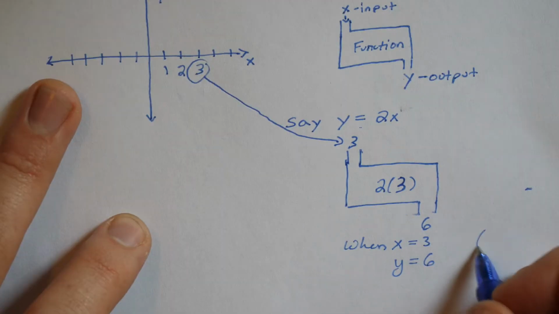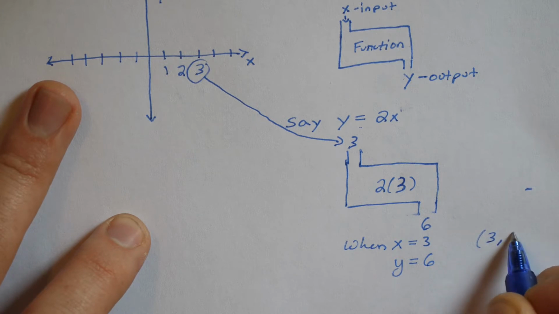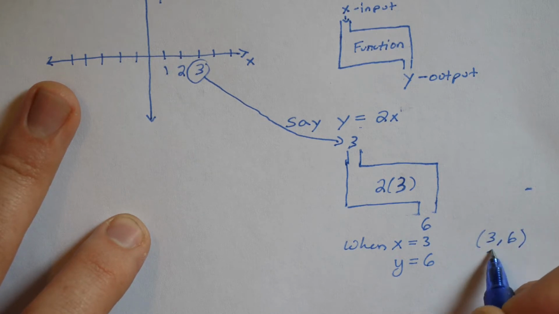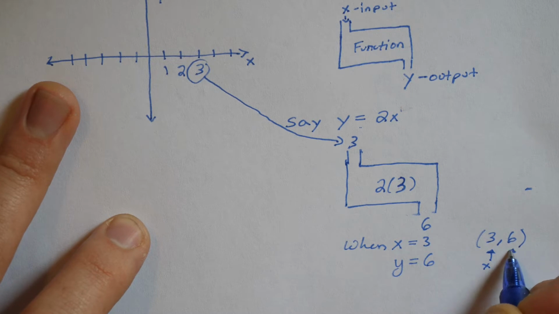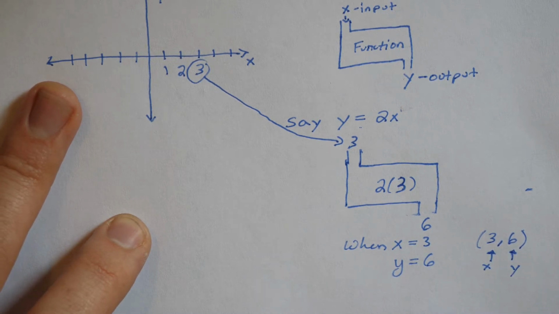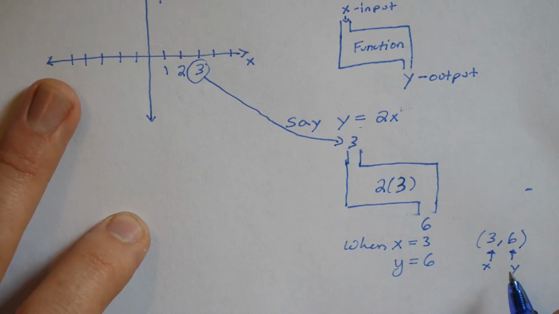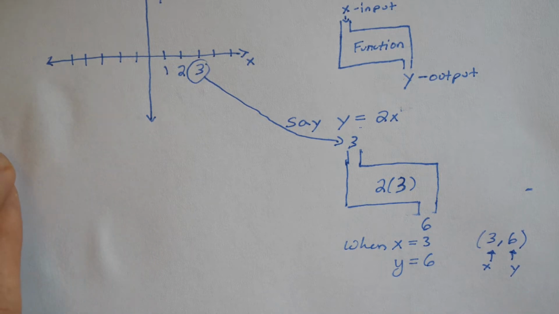So we've created this point, 3 for the x variable, comma 6. That's our x, and that's our y. Okay, so we can graph that point. That's 1 point, and we probably need 2 or 3 more to make a line.